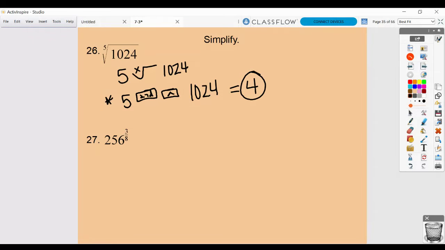Okay, for 27, you have 256 raised to the 3/8 power. So you're going to type that exactly into your calculator. So 256 caret 3/8. Something to note with this is you want to put the 3/8 in parentheses, and you do not want to use the ABC button, and you should get 8.